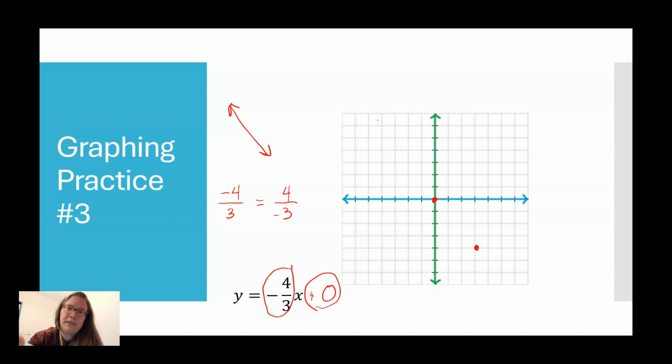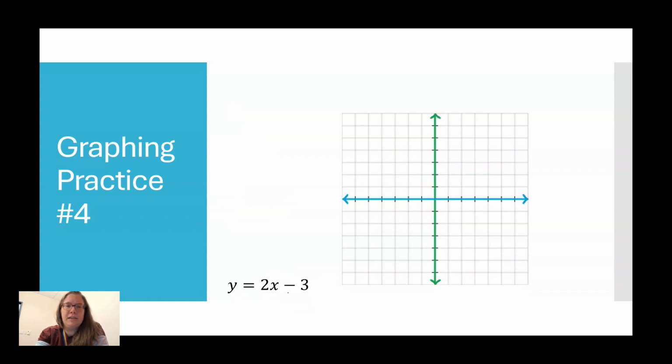Looks good. It's going down from left to right. We could have also, though, counted this as up 4, 1, 2, 3, 4, backwards 3, 1, 2, 3. Either way would get us the same line.